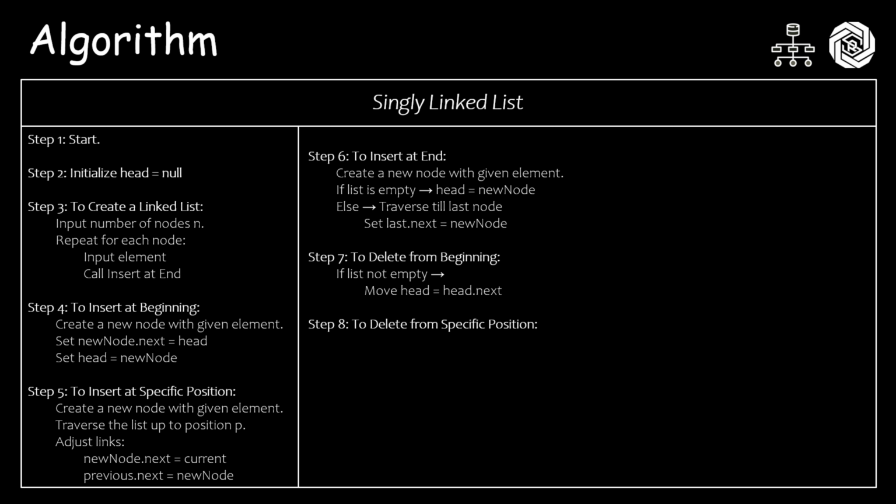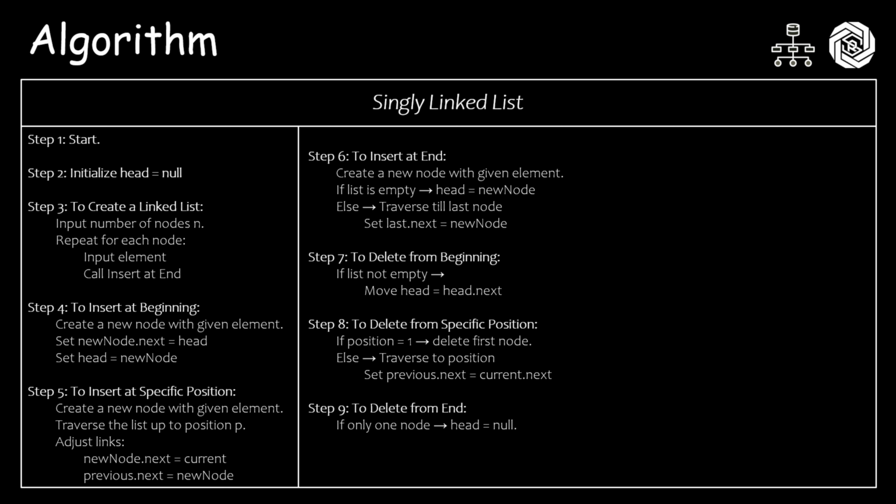Step 8. To delete from specific position. Handle position 1 as a special case. If position is equal to 1, then delete first node. Otherwise, traverse to the position, finding the previous and current nodes. Bypass the current node by previous next equals current next. Step 9. To delete from end. If there's only one node, set head equal to null. Otherwise, traverse until the second last node. Set second last next to null.